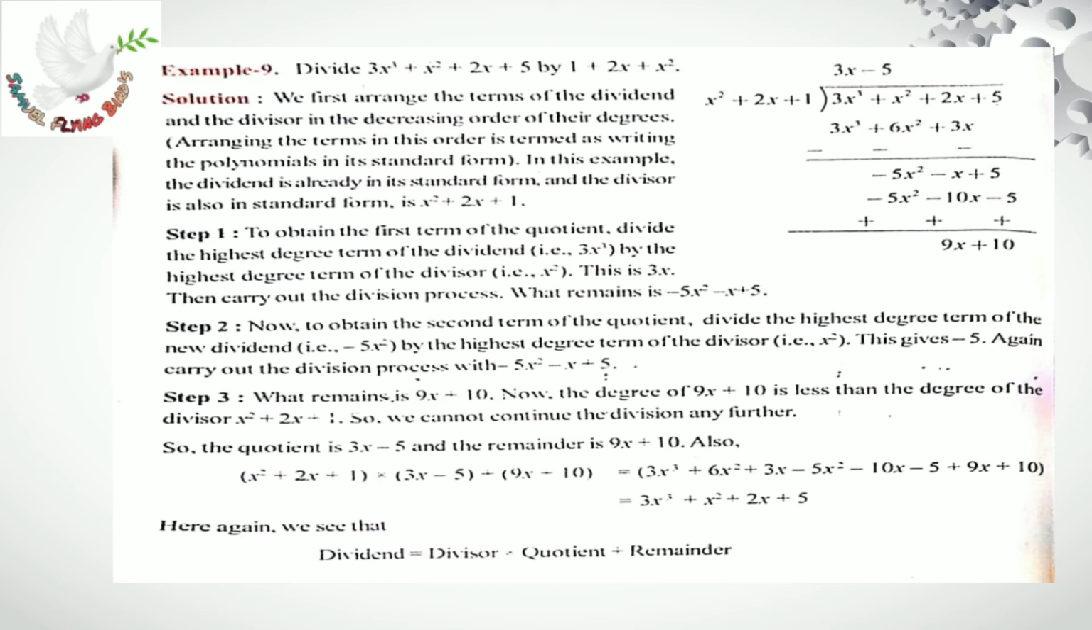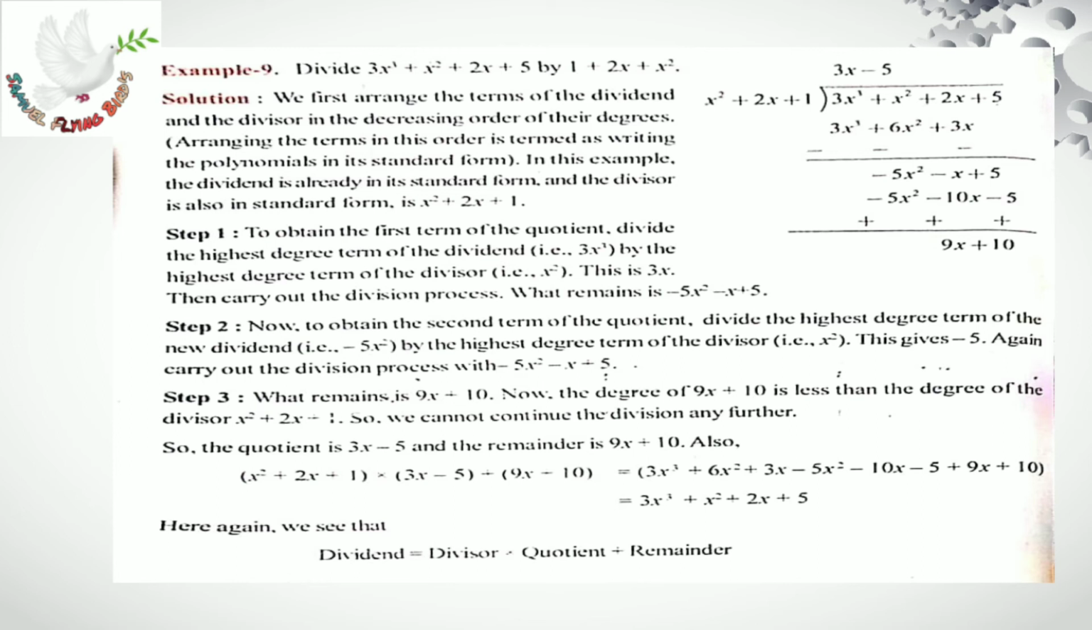Divide 3x cube plus x square plus 2x plus 5 by 1 plus 2x plus x square. Here we are dividing the expression x square plus 2x plus 1 into 3x cube. First we have to divide, so we get the expression as 3x cube plus 6x square plus 3x. After subtracting, we get the expression as minus 5x square minus x plus 5.